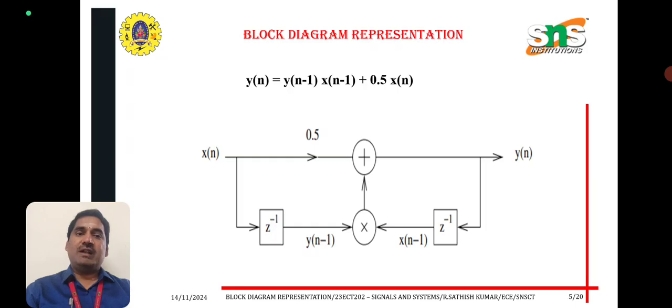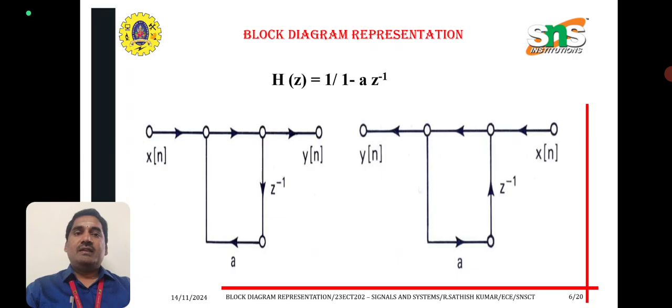That can be both multiplied and added with 0.5 into x of n. This is the H of z is equal to 1 divided by 1 minus a z inverse. X of n, we can get the output as y of n. That can be multiplied with z inverse, again multiplied with a. Therefore, we can get y of n minus 1 into a. Therefore, a into z inverse into y of z. We can get the output as y of n. Again, y of n multiplied with a into z inverse, which can produce the output as x of n.